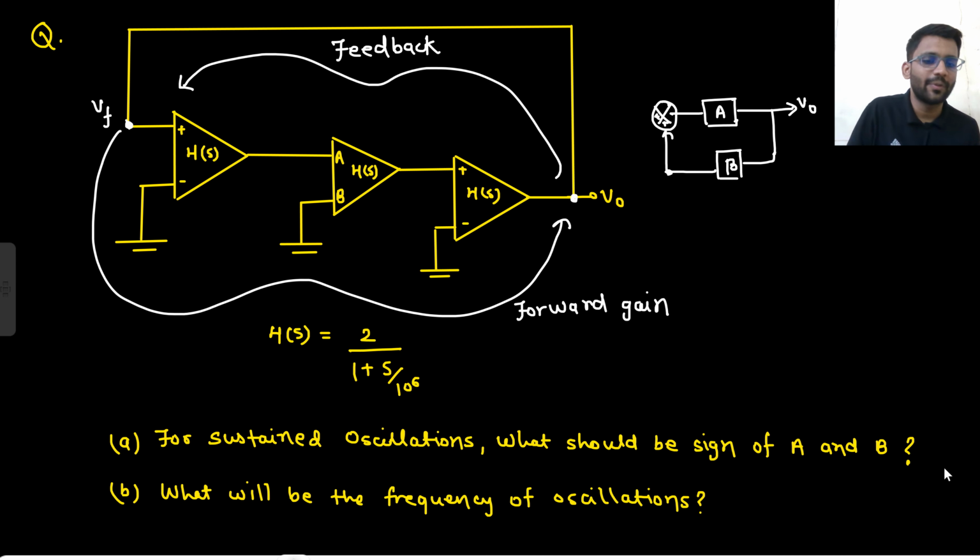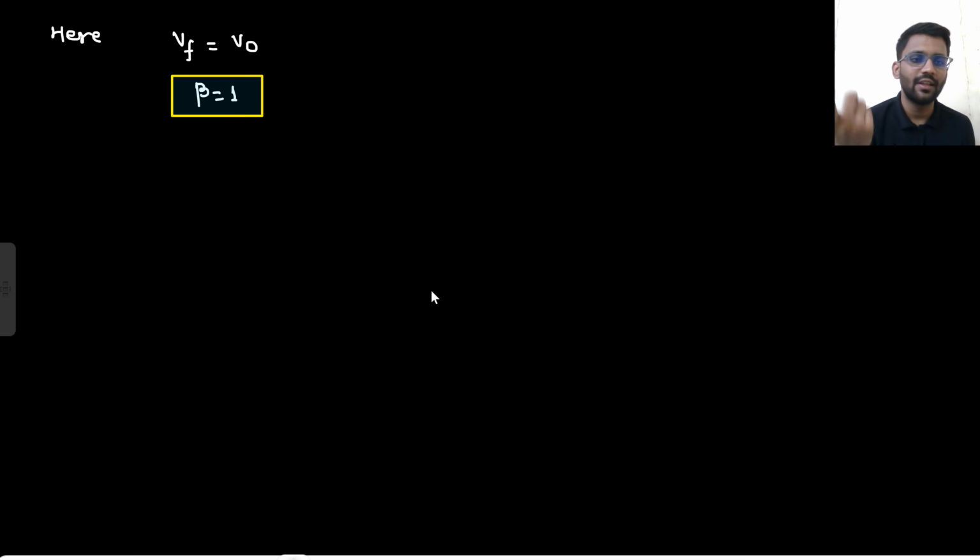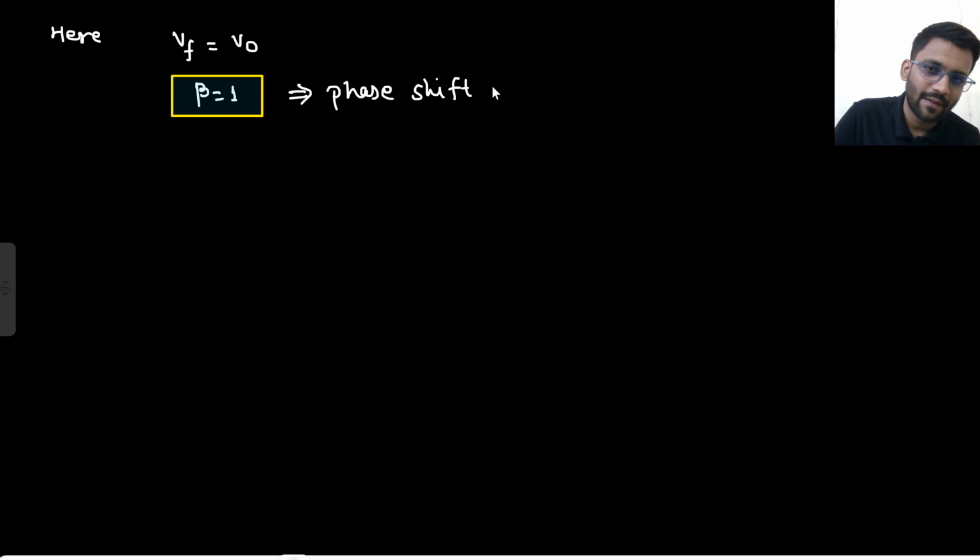For sustained oscillation, what will be the sign of A and B? So in the feedback path, what is the phase shift? From here to here, what is the phase shift? 0 degree, because beta is 1 only. Phase shift in the feedback path is equal to 0. That means the angle of beta is equal to 0 degree.